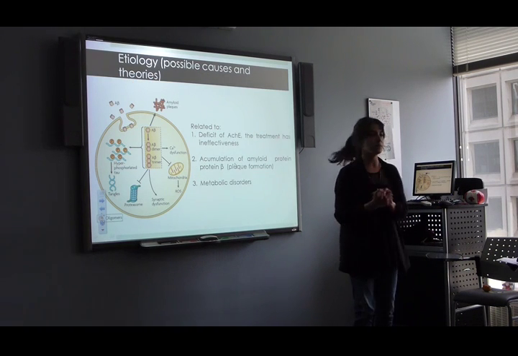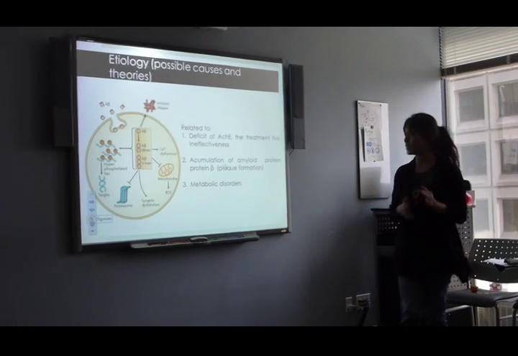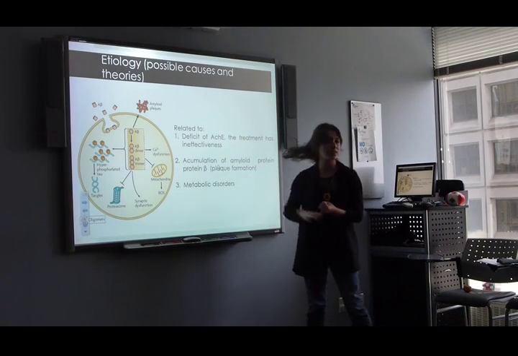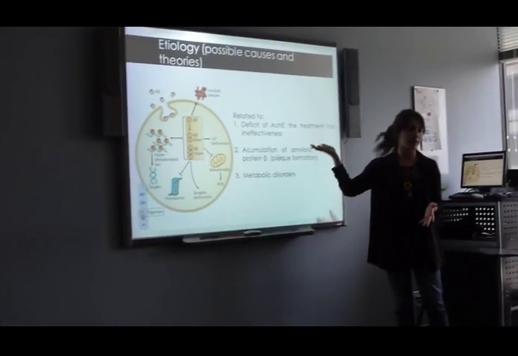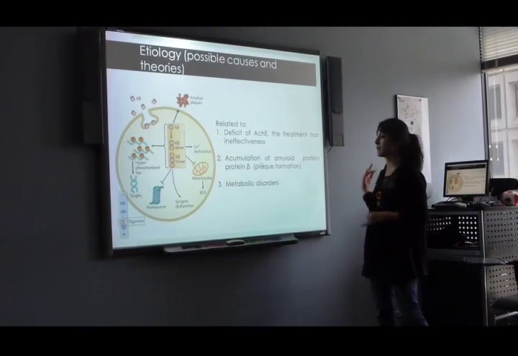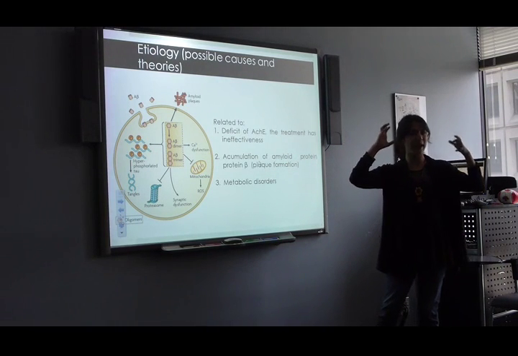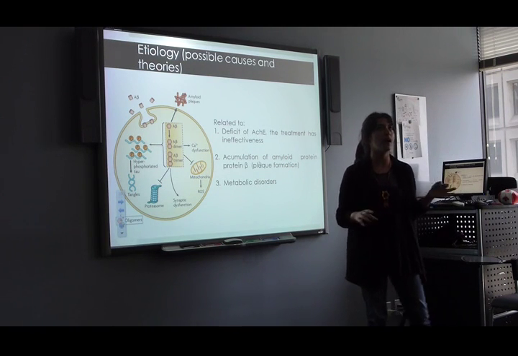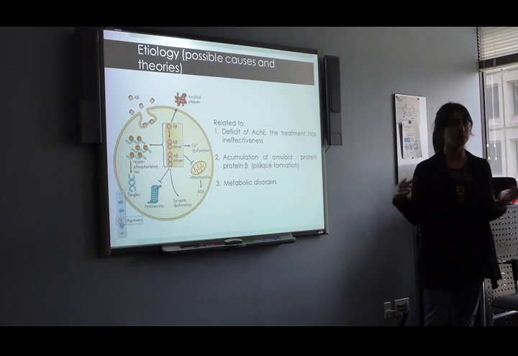So, etiology. What's etiology? It is the possible causes and theories of the illness. And well, there are three known. The deficit of acetylcholine, which is a neurotransmitter, but the problem is that the treatment is ineffective. The second cause is the accumulation of the protein amyloid beta, which forms huge plaques in our brain. And the third one is metabolic disorders, which refers to a certain protein called tau.